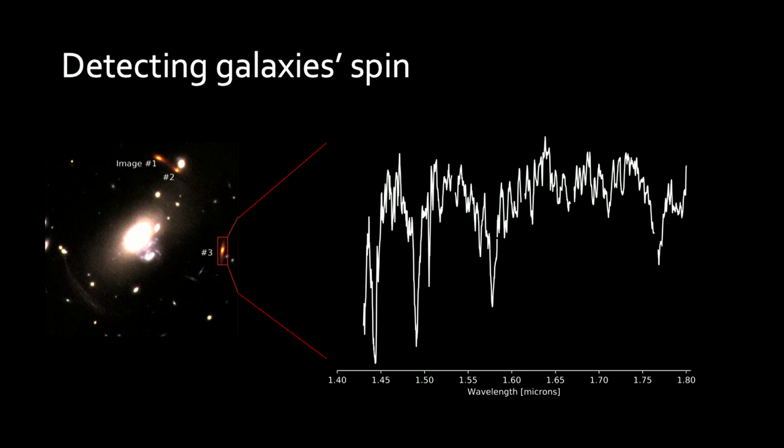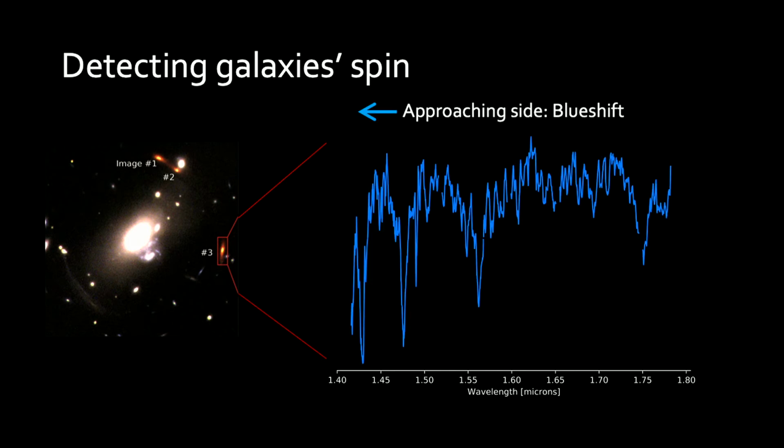Now, if the galaxy is spinning, if you think about it, that means one of the sides of the galaxy will appear to be approaching us, and the other side of the galaxy will appear to be moving away from us. And the side that's approaching, the light emitted from that side will be blue shifted, and all those dips that you see in the plot will move to the left.